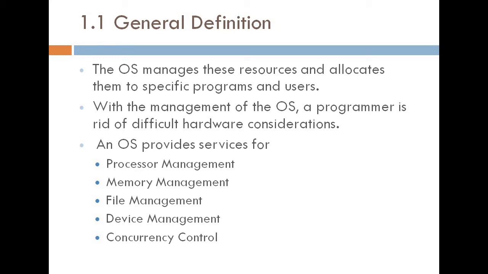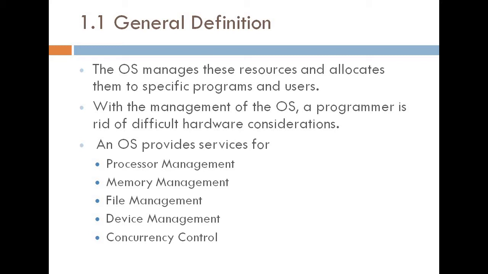An operating system provides lots of services. Number one, important service, processor management. Actually, in a computer system we count lots of processes. A process is nothing but an executing program. So those processes are managed by the processor. So processor management is one of the important services of operating system.